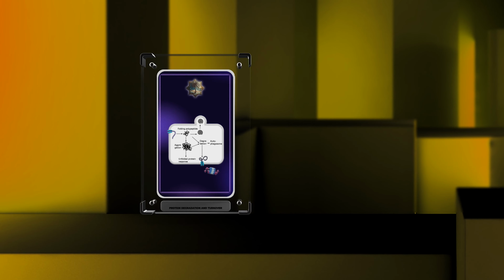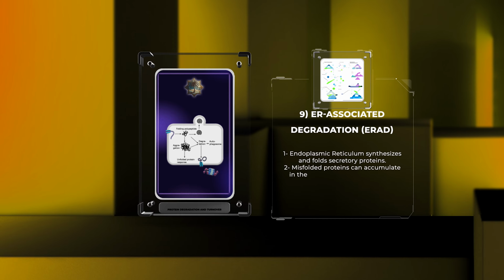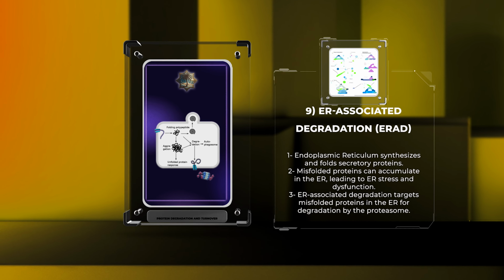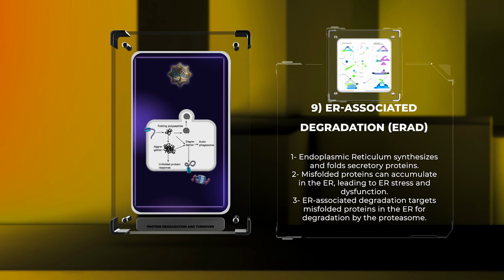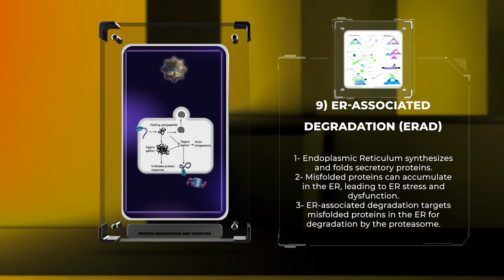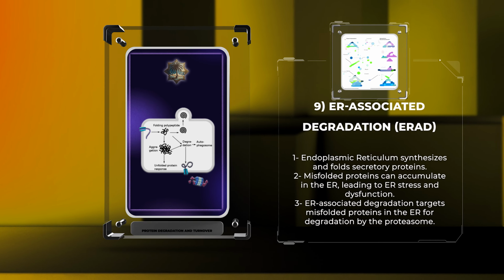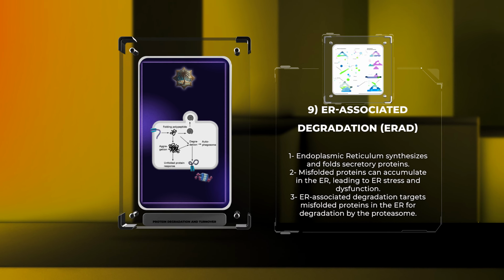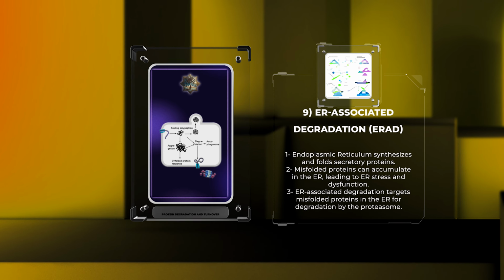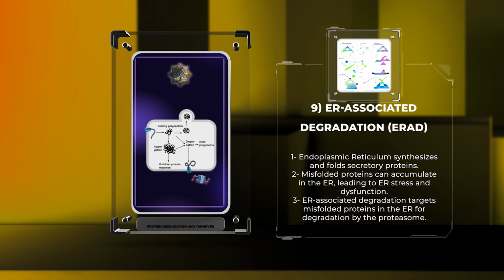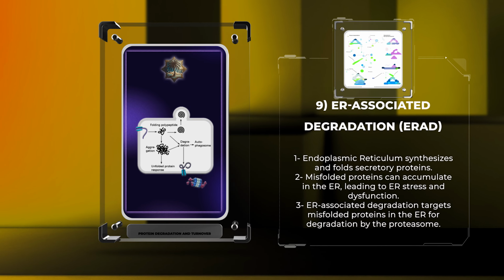The endoplasmic reticulum, ER, is responsible for synthesizing and folding secretory proteins. However, misfolded or aberrant proteins can accumulate within the ER, leading to ER stress and dysfunction. ER-associated degradation, ERAD, is a process that selectively targets misfolded proteins in the ER for degradation by the proteasome. This pathway is essential for maintaining ER homeostasis and preventing the accumulation of toxic proteins.